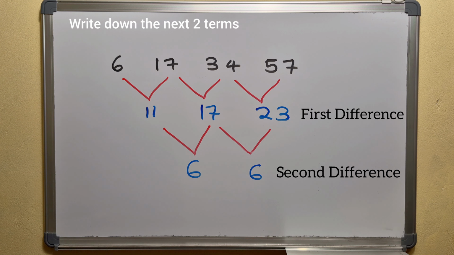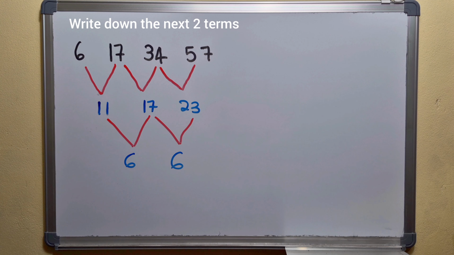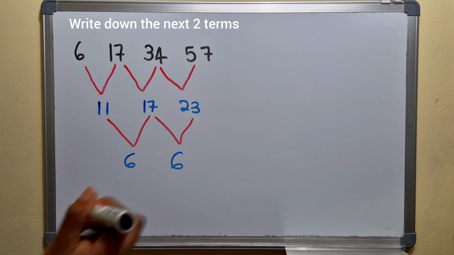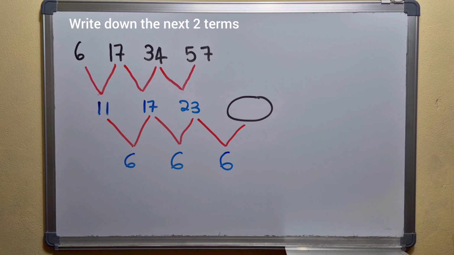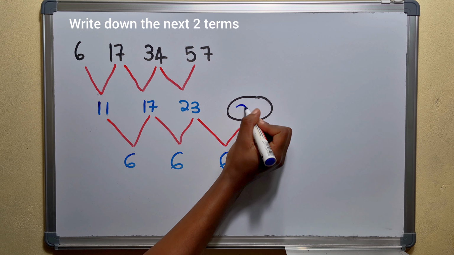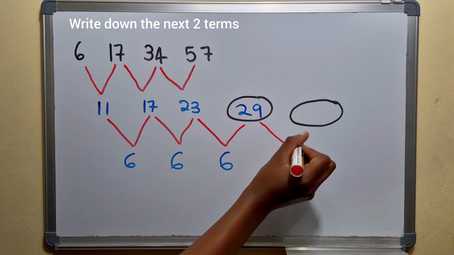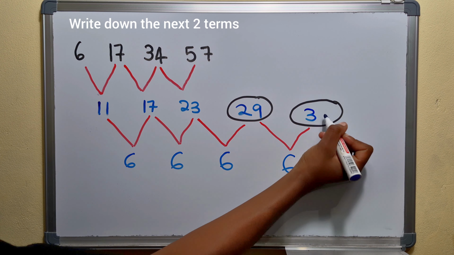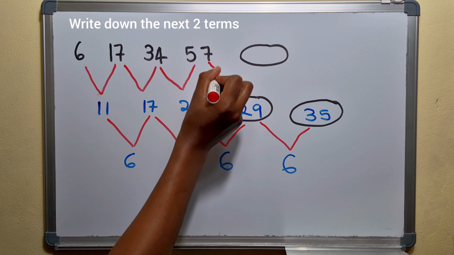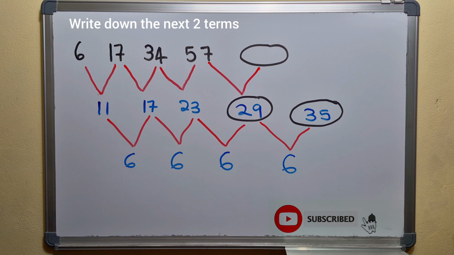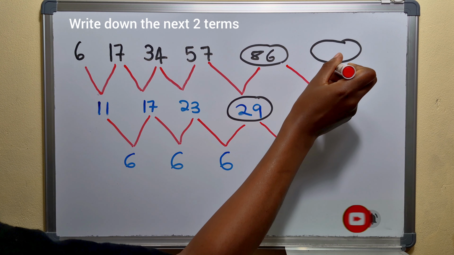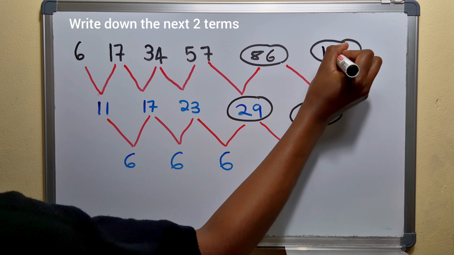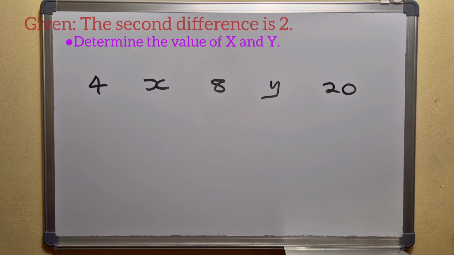So you are told to write down the next two terms of the number pattern. We already know that this is a quadratic number pattern. The second difference of the quadratic number pattern is constant, so the next term of the second difference will also be 6. 23 plus 6 is 29, so the next term of the first difference is 29. 29 plus 6 is 35, so the next term is 35. The difference between 57 and the next term is 29, so 57 plus 29 gives us 86. And the difference between 86 and the next term is 35, so 86 plus 35 gives us the next term, which is 121.